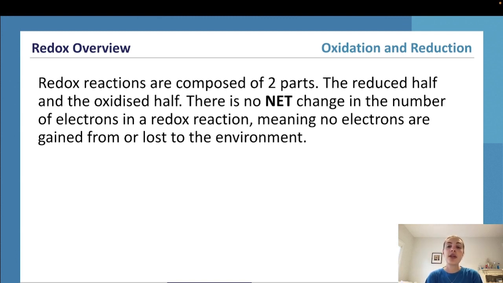There's no net change in the number of electrons in a redox reaction, which means that no electrons are gained from or lost to the environment. So basically, as I said before, in the entire reaction there's not a net change in electrons. There's just a transference of electrons from one species to the other.